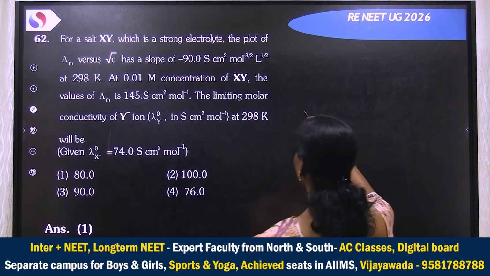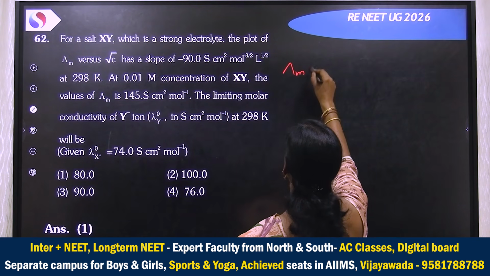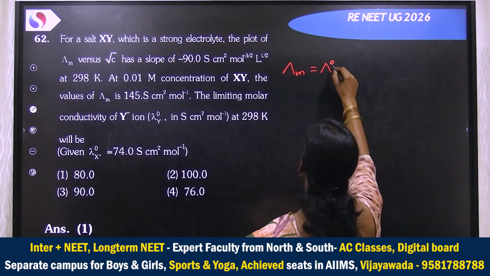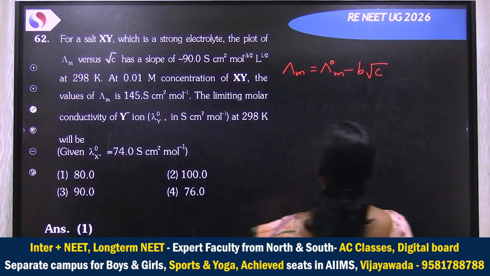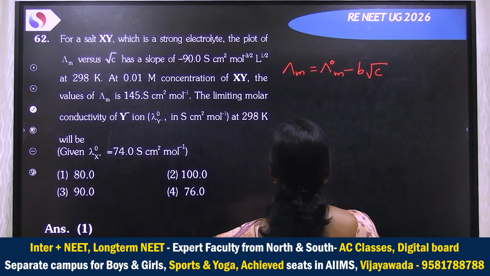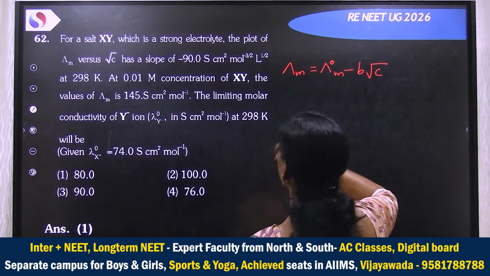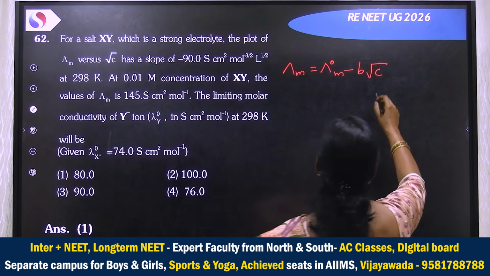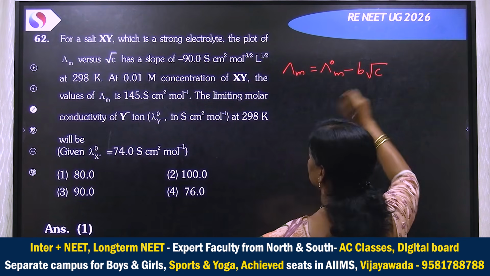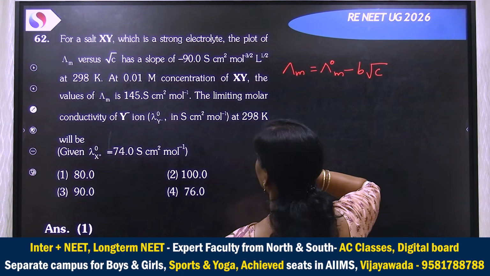So the Debye-Huckel-Onsager equation is lambda m equals lambda naught m minus B root C, where lambda naught m is the limiting molar conductivity, that is, molar conductivity at infinite dilution or zero concentration, B is a constant, and C is the concentration. So we have to find the limiting molar conductivity.